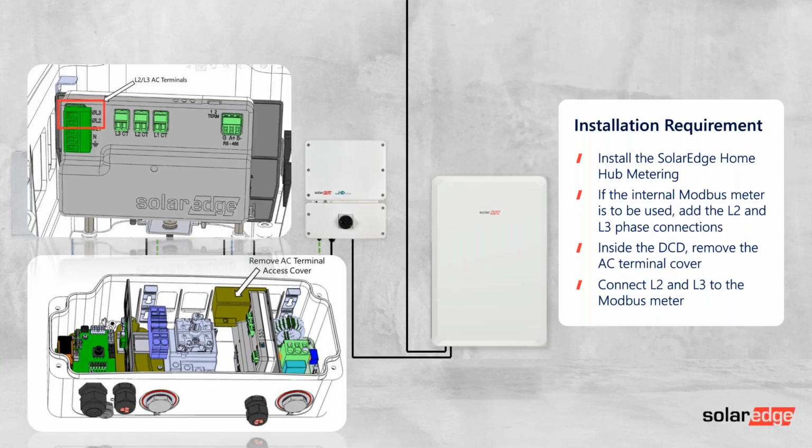Now, as the system is now going to be installed on a 3-phase supply, you need 3-phase metering or 3-phase AC connections to the metering. The meter inside the home hub inverter is only wired in single phase. So to connect your L2 and L3 terminals, you just take off the little plastic cover on the terminals and then just wire in the other phases.